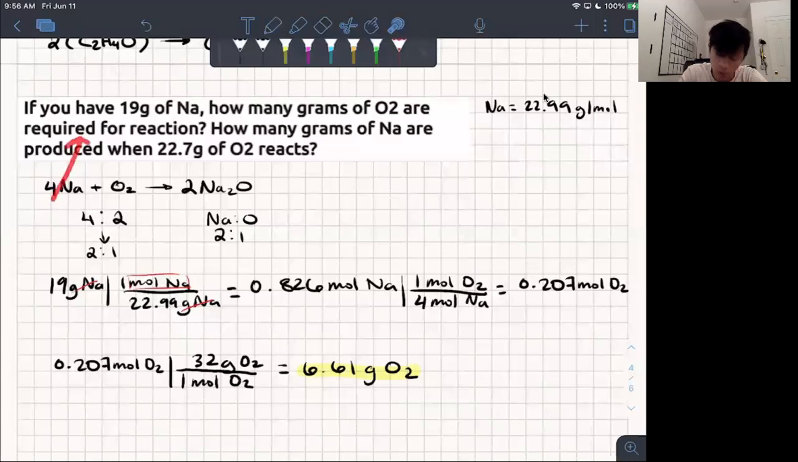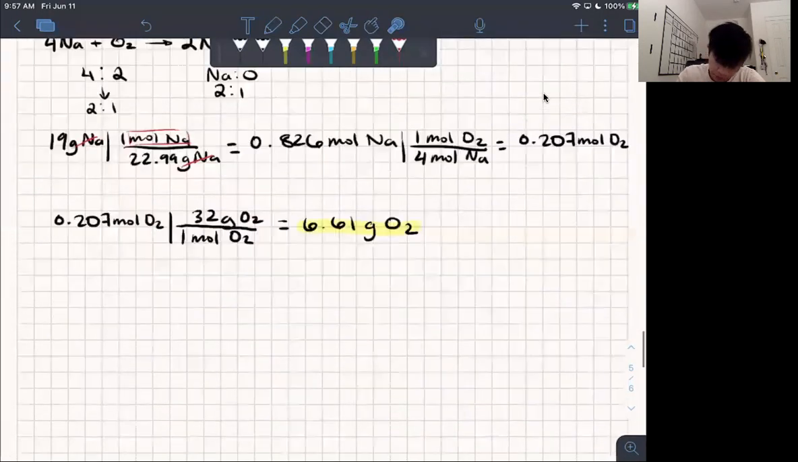If you have 19 grams of sodium, how many grams of oxygen gas are required for this reaction? Now let's do the other side of it. How many grams of sodium are produced when 22.7 grams of oxygen react?